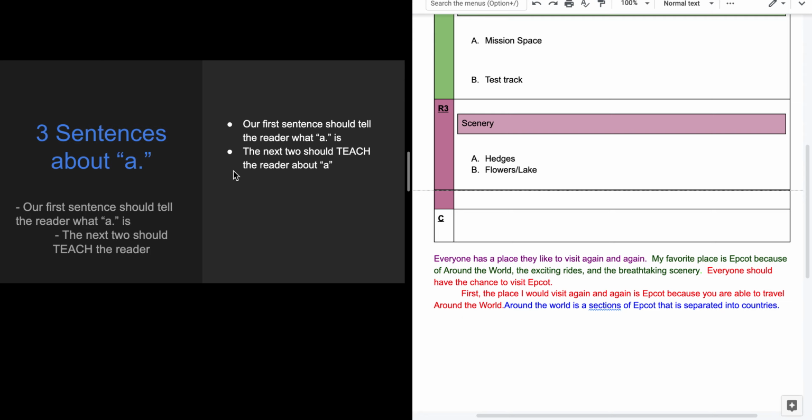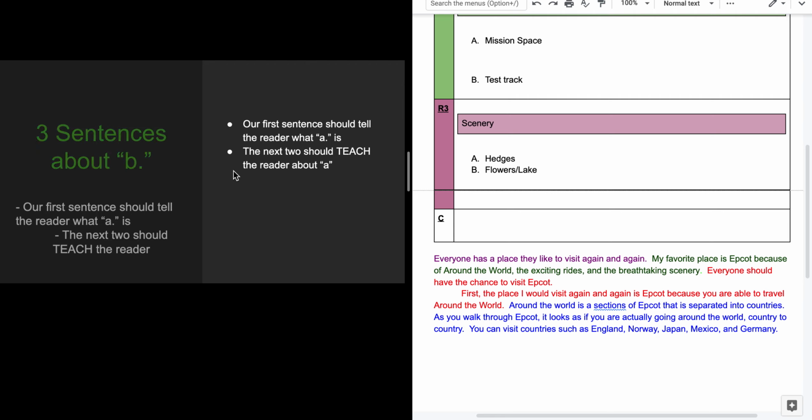Now for these next 2, I need to teach the reader about the countries in Around the World. So I'm going to explain that as you walk through Epcot, it looks as if you're actually going around the world, country to country. You can visit countries such as England, Norway, Japan, Mexico, and Germany. I've filled in more details, and now you kind of understand what Around the World is.